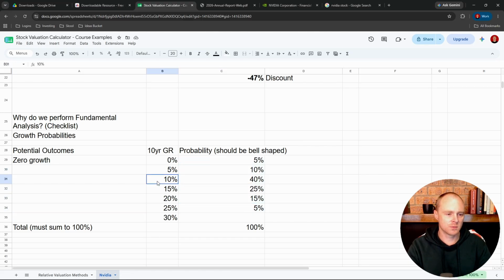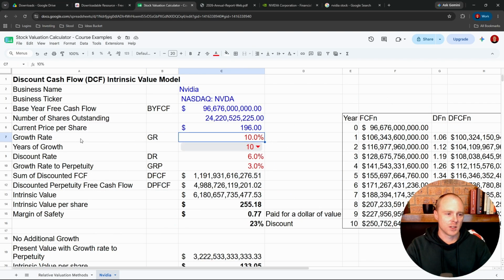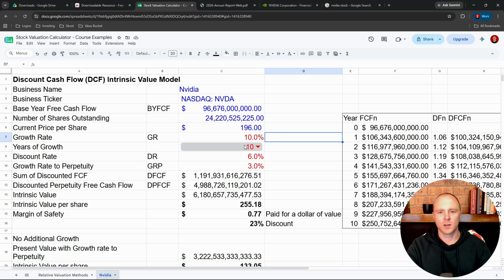But in my review that we're doing now, let's say that we've done the research and we think that it's going to be about a 10% growth rate over the next 10 years. So we can grab that figure and we can come up here and plug it into our growth rate. And we think, yep, over the next 10 years, it'll be roughly about that.